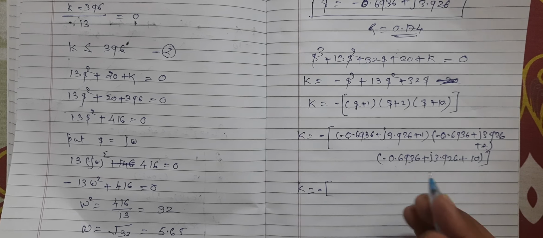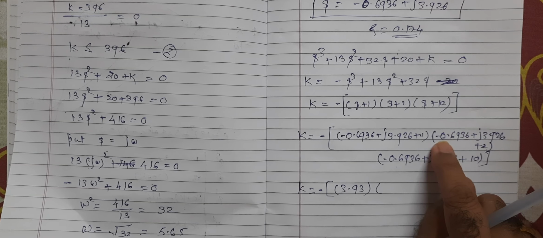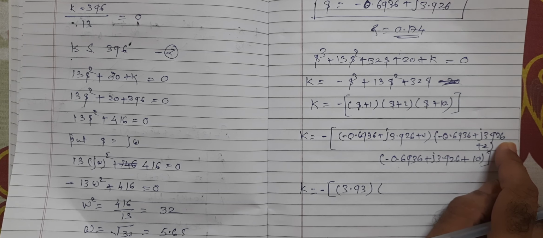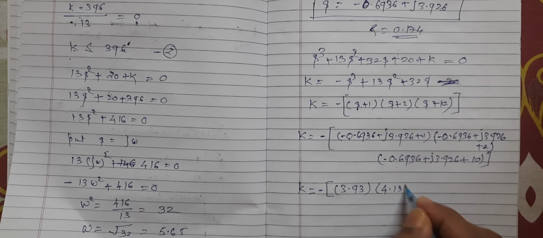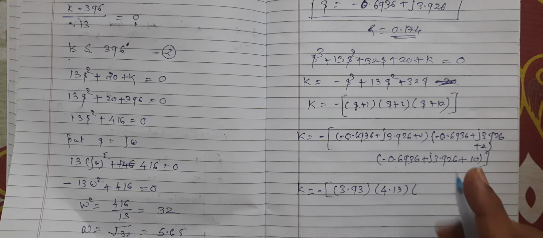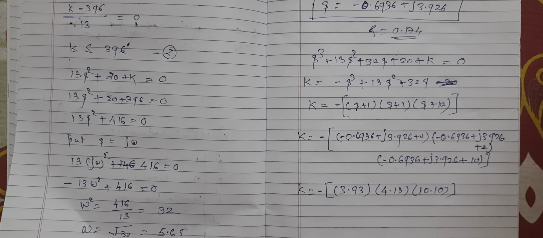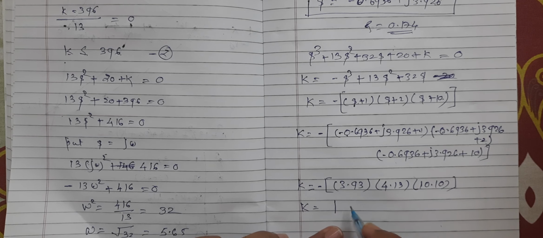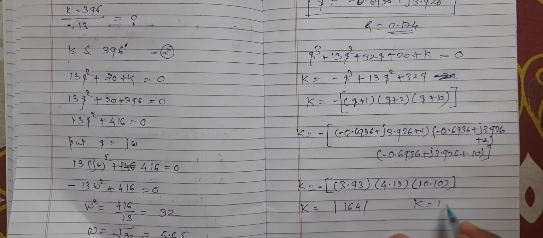So convert it into the polar, and it is coming 3.93, then minus 0.6936 plus 2, plus j 3.926, that rectangular form you convert into the polar form, then it is coming 4.13, and again you have to convert it into the polar form, it is coming 10.110. So k will never be negative. So k is the absolute value of this one, it is coming 164. So k equals 164.